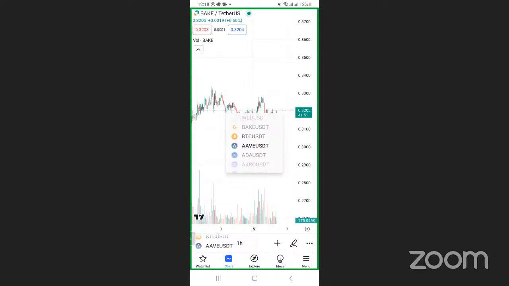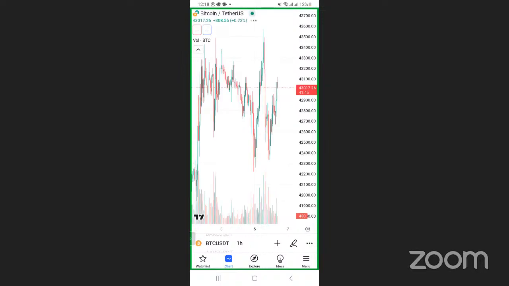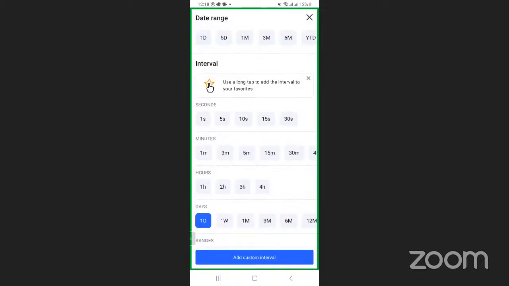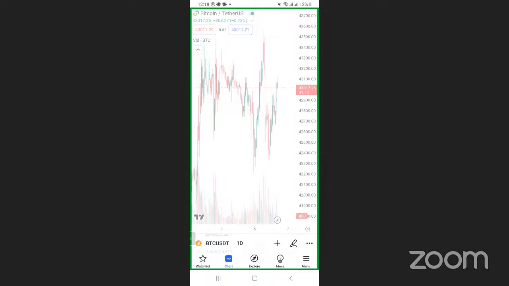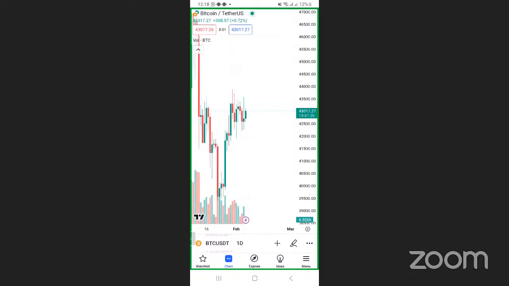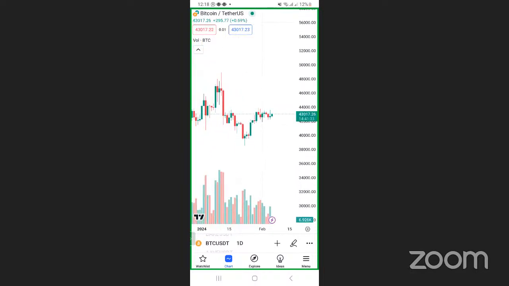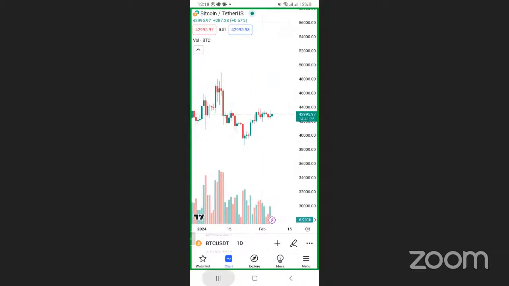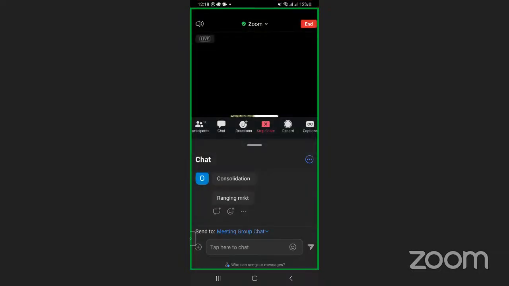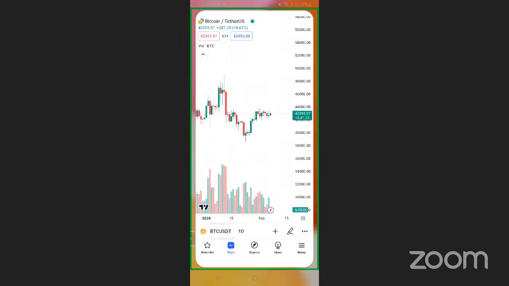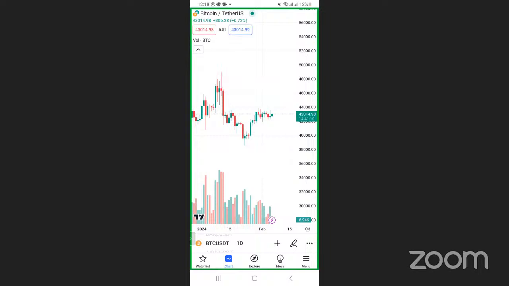When I look at Bitcoin and I want to change the time frame, I look at the 1 day chart to see what's happening on this coin. Who can tell us what's happening at Bitcoin? You can text or you can speak. I'm waiting for feedback. Is it trending?